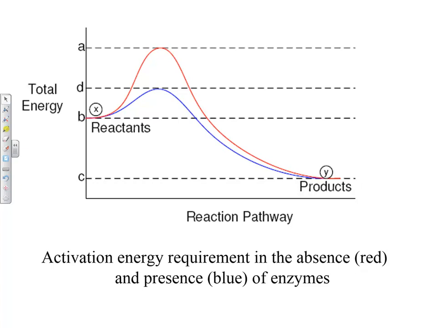So this is not too bad. Earlier on, you would have had to overcome this hill in order to go over there. Now you just have to overcome this smaller hill. So the enzyme has lowered this energy barrier that is needed to start the reaction.